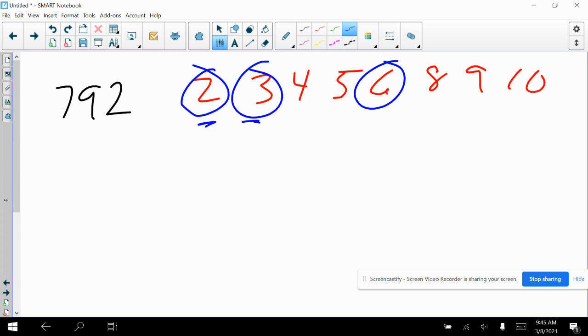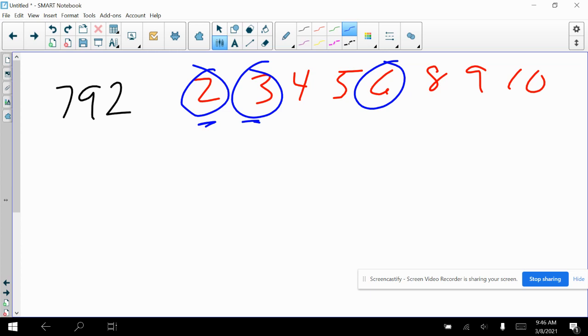Now, this is how I do it. I usually test 2 and 3 first because then I can circle 6 automatically. Now, go with the really, really easy ones. Can I circle 10? No, because it doesn't end in a 0. Can I circle 5? No, because it doesn't end in a 0 or a 5. So those two are out.